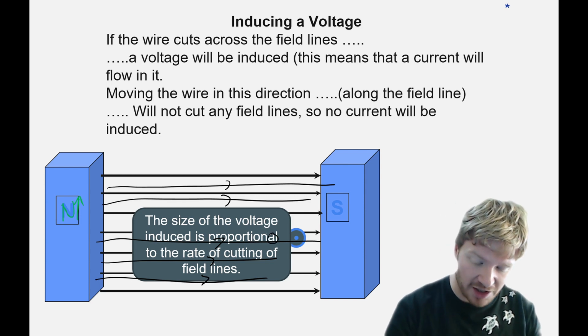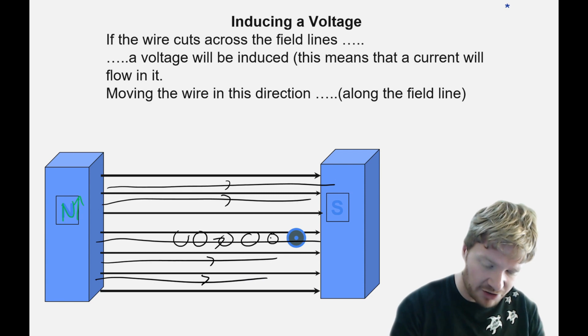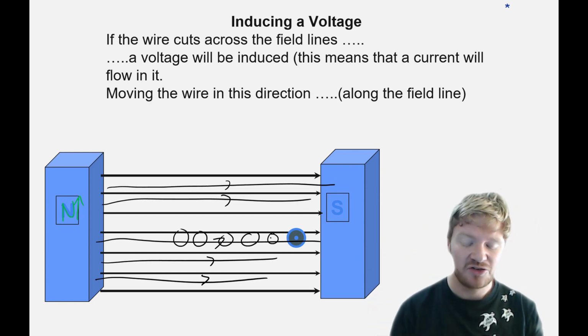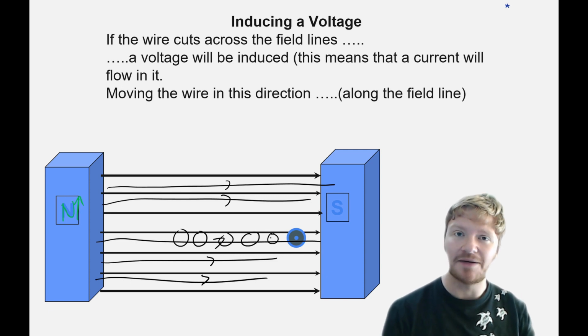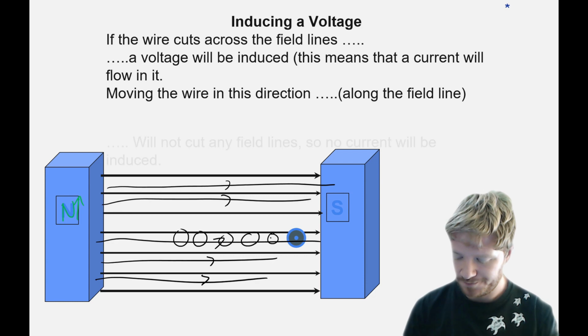And if I have extra wires next to each other, let's just get rid of this, if I put an extra wire, extra wire, extra wire, extra wire, each of those wires will be cutting through field lines, so I'll get more current again. So if I have more coils, I'll get more current.